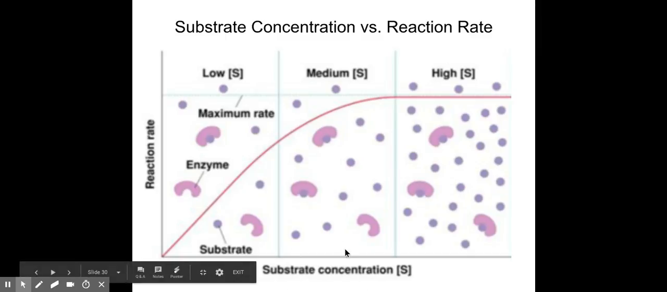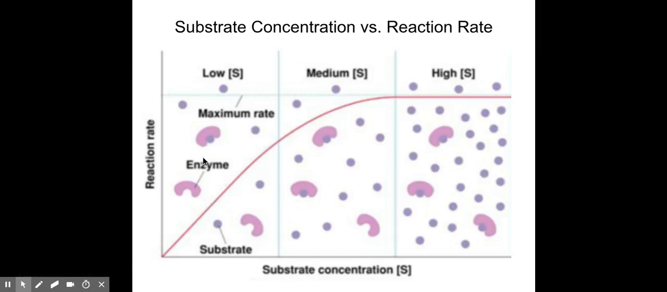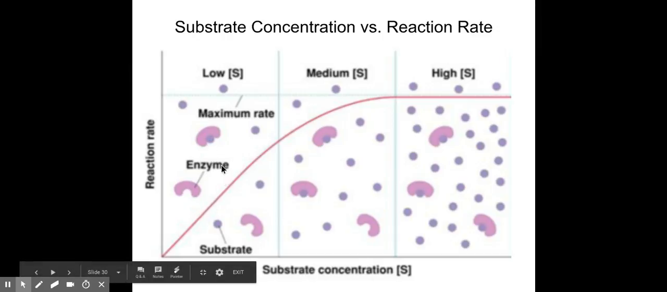How much substrate is available can also affect enzyme activity. So here on the x-axis of this graph, you see substrate concentration. And on the y-axis, you see the reaction rate. So here you can see you have enzymes hanging out with nothing to do. So there's plenty of enzymes, not enough substrate. So not a lot of chemical reactions are taking place.